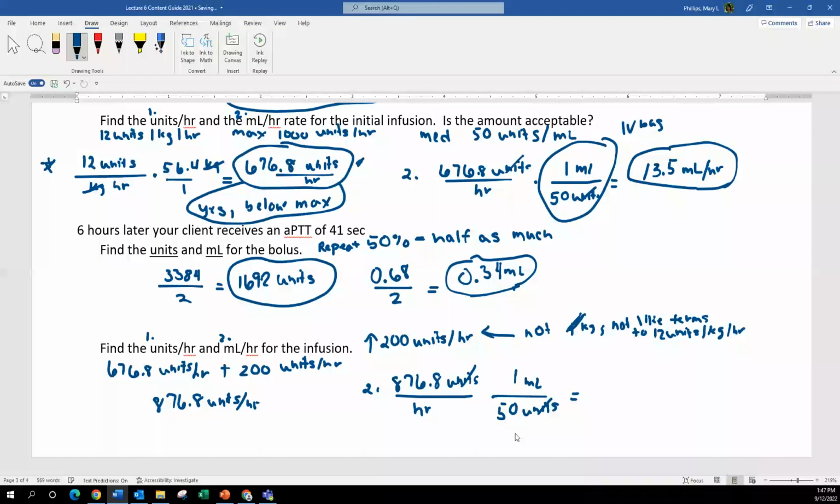And again, I'm going to round this to the 1 decimal place, and so I get 17.5 milliliters per hour. And that rounding to tenths is because it is an IV rate, and it is greater than 1. So I have 2 answers here. I have one that is in units per hour, and then using that answer, I was able to convert to milliliters per hour.